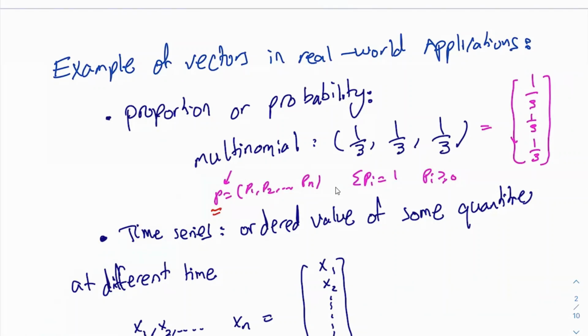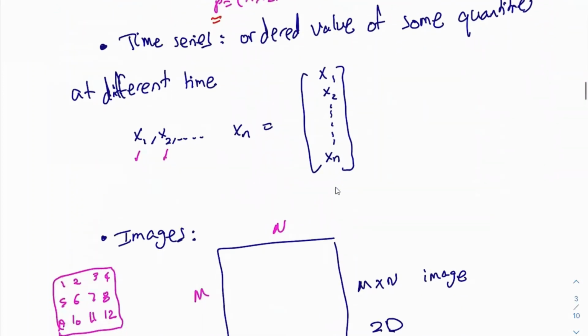Right? So here, for example, I have an example of a multinomial distribution with 3 elements. Each one is equal to 1/3, so they are all equally likely. You can stack them like a vector here, a column vector that I have here in pink. That's one application of vector. The next application of vector is time series. So ordered values of some quantity indexed by time. It's very similar to the definition of vector. For example, here x1 can be the value of the quantity at time 1, x2 a value of the same quantity at time 2, and then xn at time n. You can stack them vertically as a column vector.